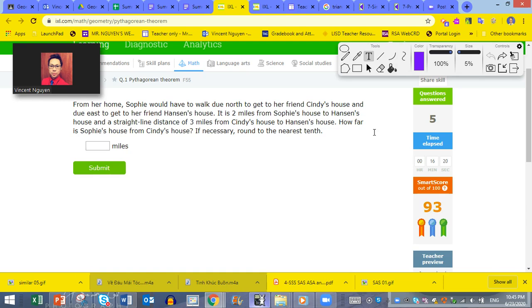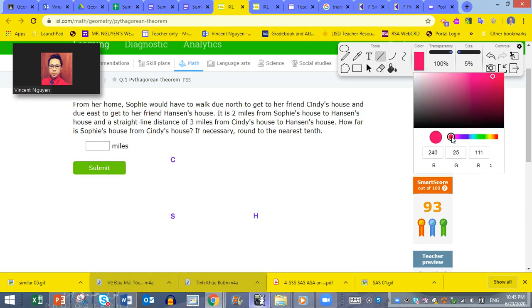From her home, Sophie will have walked due north to get to her friend Cindy's house. So I'm going to say right here is Sophie's house. I'm going to call that S, right? And then she's going to go north to get to her friend Cindy's house. And then from Sophie's house, she's going to have to go east to get to Henson's house. So Henson's house is over here. And so north and then east, right? So essentially what we have is a right triangle. So I'm going to draw a right triangle for you guys.